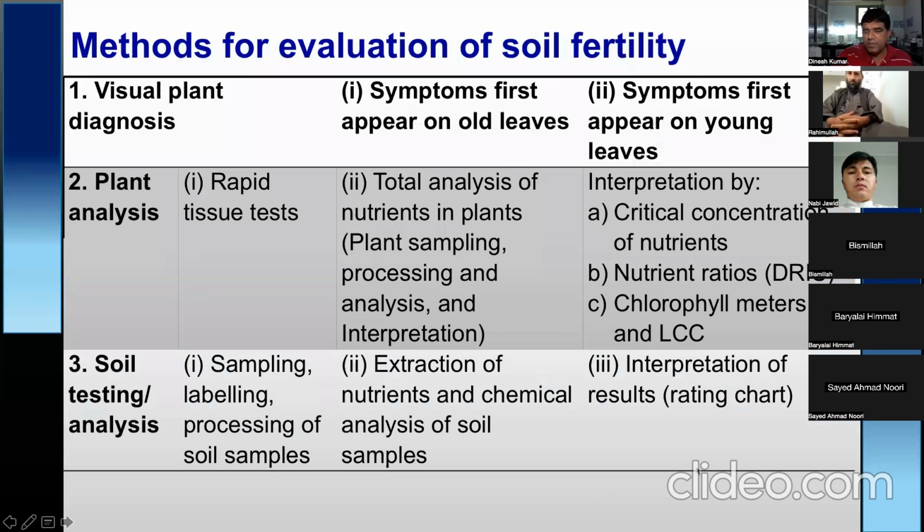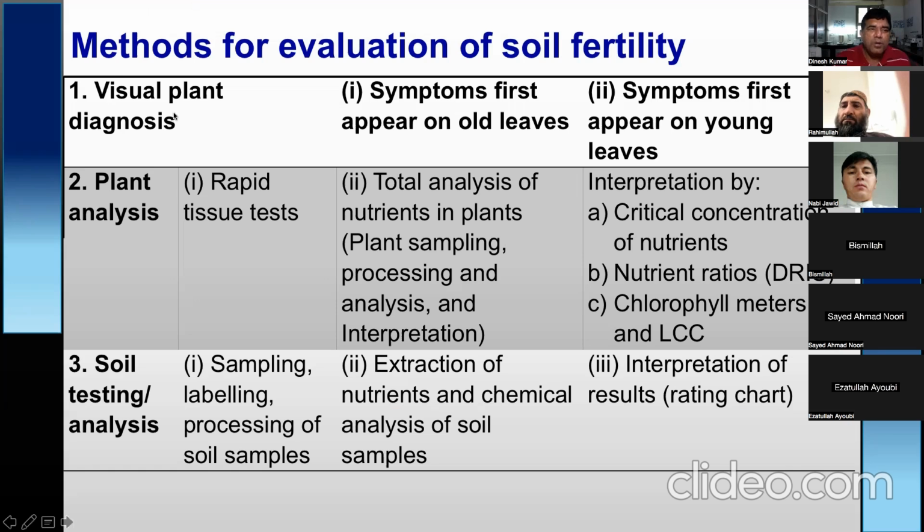Now, friends, you can see methods for evaluation of soil fertility. I was saying to you that we need to test the soil to know the exact status of the nutrients. So there are different methods for evaluation of soil fertility. We have already discussed them; I'm just repeating them here.